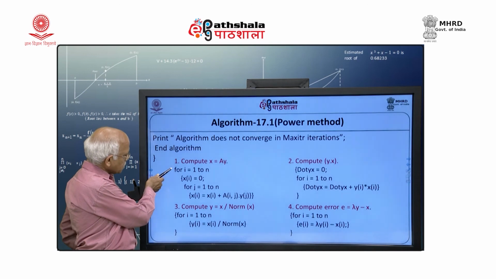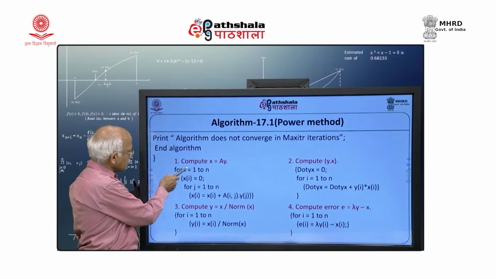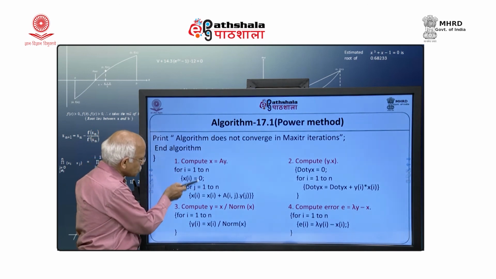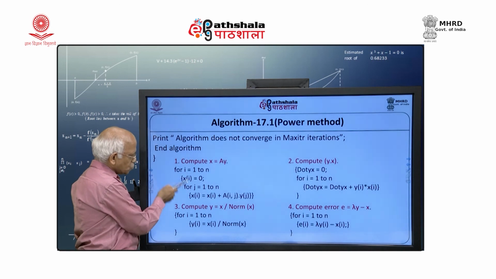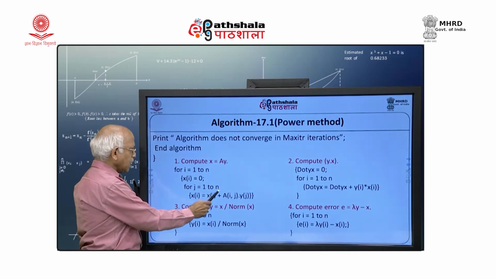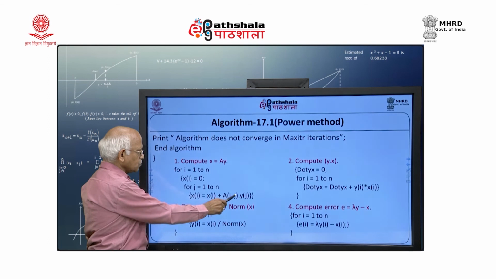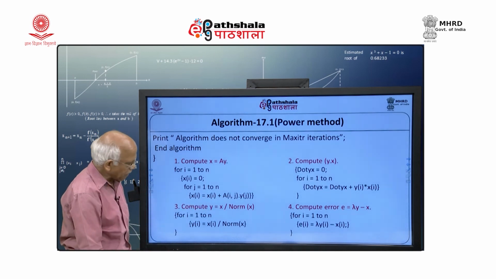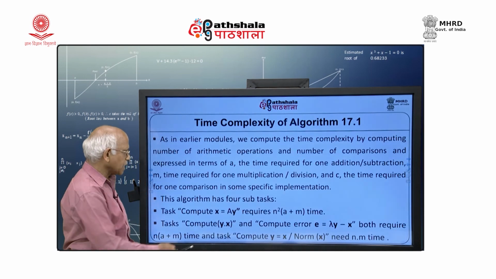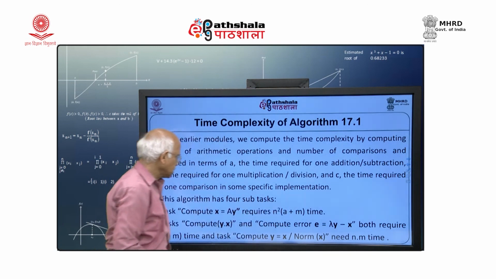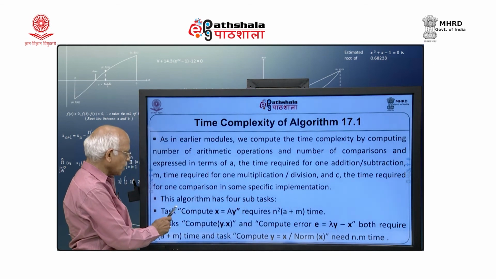This process is done for i equal to 1 to n, and for j equal to 1 to n. So, there will be n square total iterations happening here, and in each iteration we have 1 addition and 1 multiplication, and therefore, I can say that the time required for this subtask will be n square into (A plus M). Then the task computing y bar dot x bar.